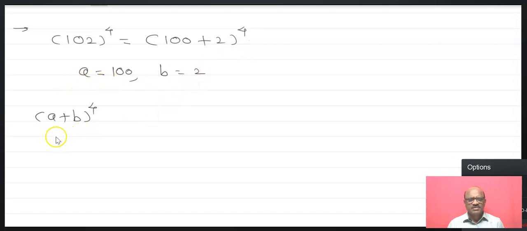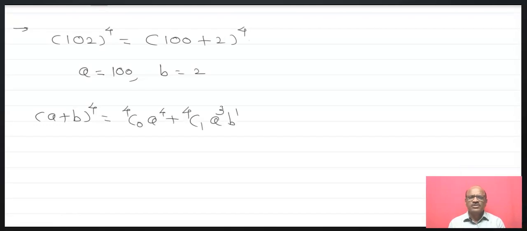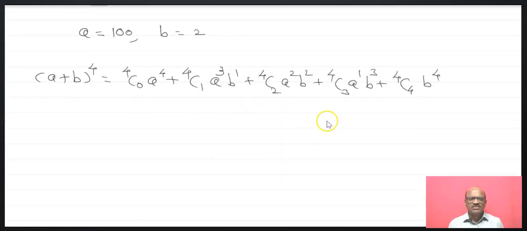And then we expand here (a plus b) raised to 4. Then lastly we substitute the values: (a plus b) raised to 4 equals 4C0 a raised to 4, 4C1 a raised to 3 b raised to 1, 4C2 a square b square, plus 4C3 a raised to 1 b raised to 3, 4C4 b raised to 4.